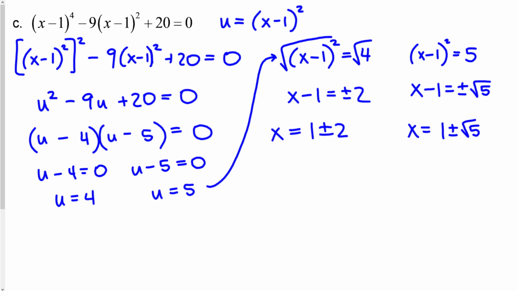Now there's nothing more that I can do to simplify 1 plus or minus the square root of 5, but since 1 and 2 are both integers, I can simplify these and say, one value is going to be 1 plus 2, the other one is 1 minus 2, so I get 3 and negative 1. So my solutions are 3, negative 1, and 1 plus or minus the square root of 5.